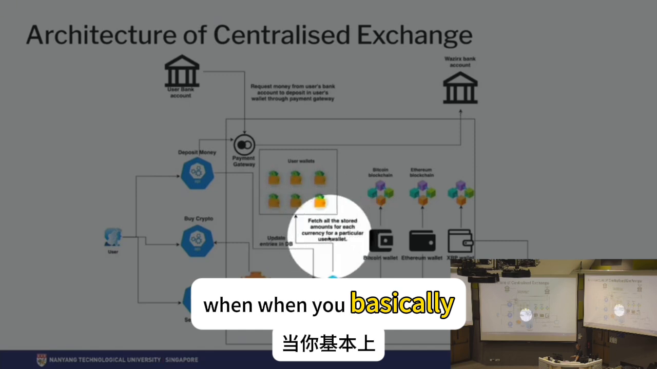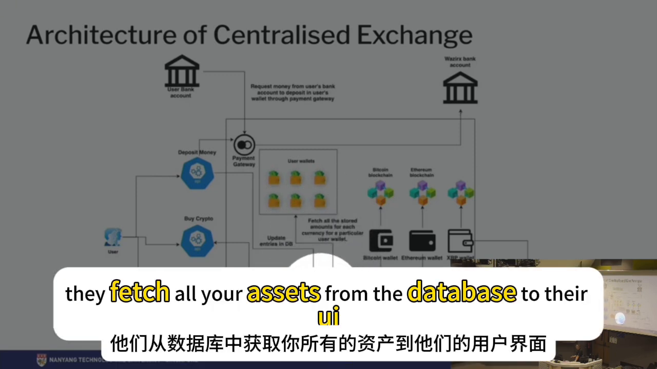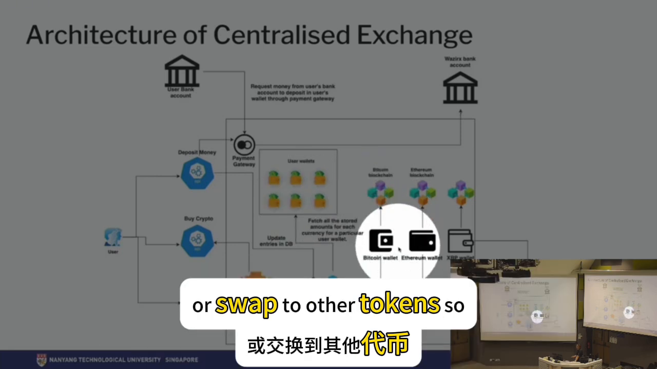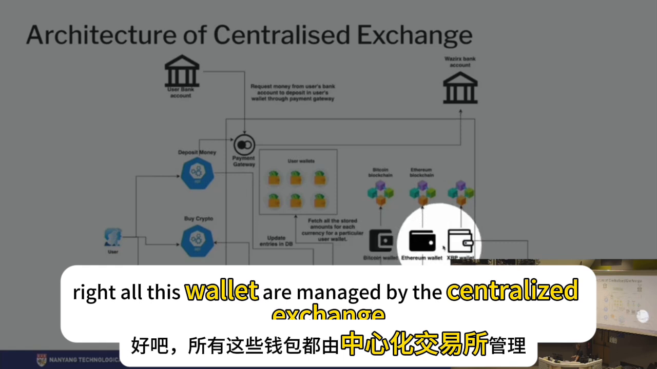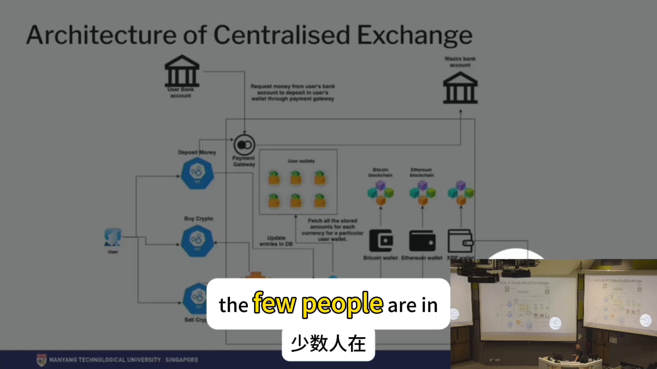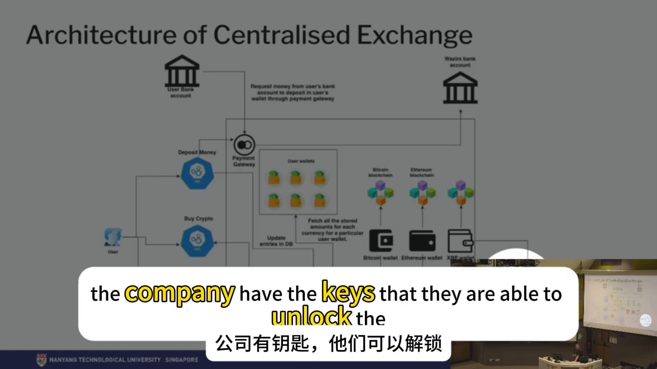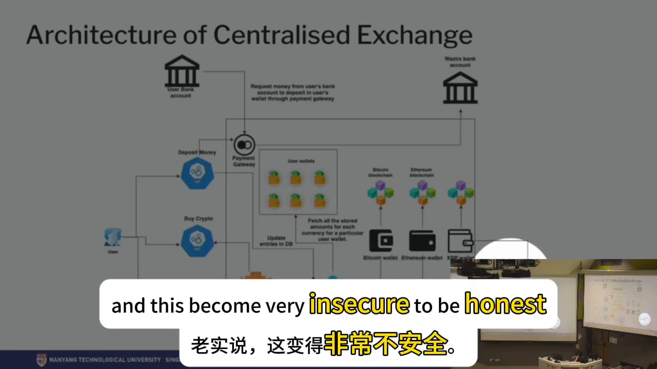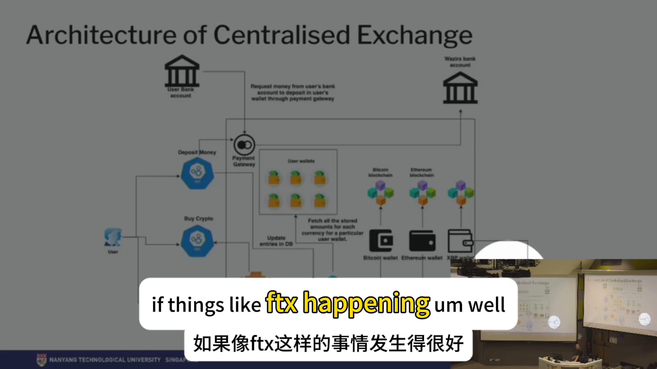They fetch all your assets from the database to their UI and show you the amount of assets you have, and you can buy tokens from different places to exchange or swap to other tokens. Again, all these wallets are managed by the centralized exchange. A few people in the company have the keys to unlock the wallet to do certain things, which can be bad things like FTX. And this becomes very insecure, to be honest, if things like FTX happen.